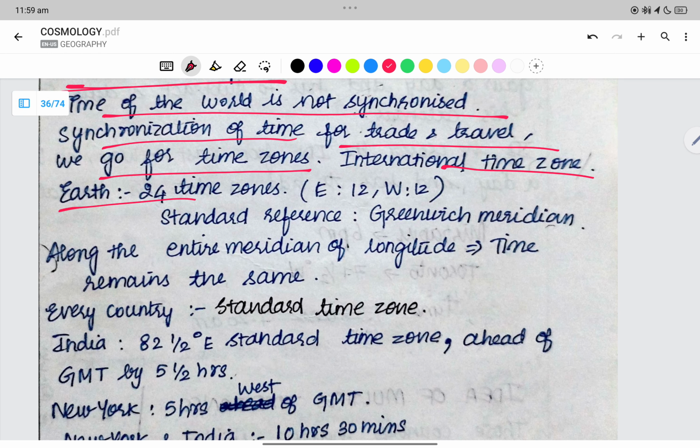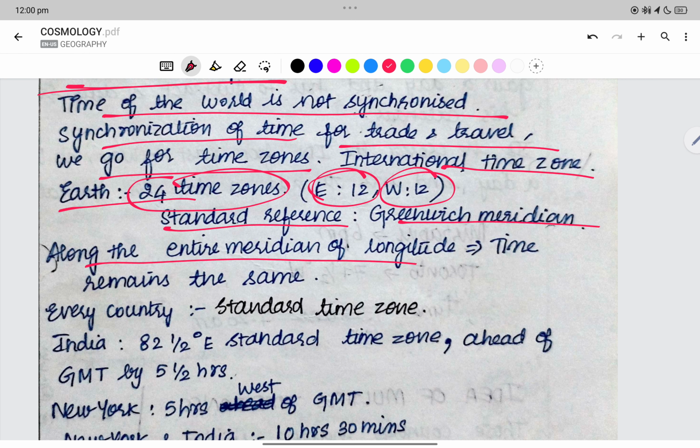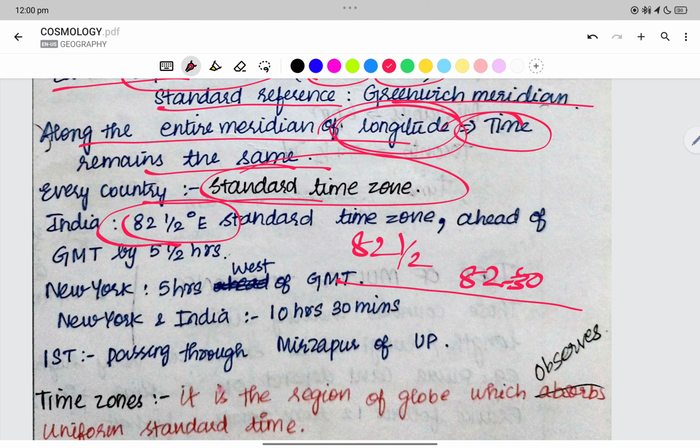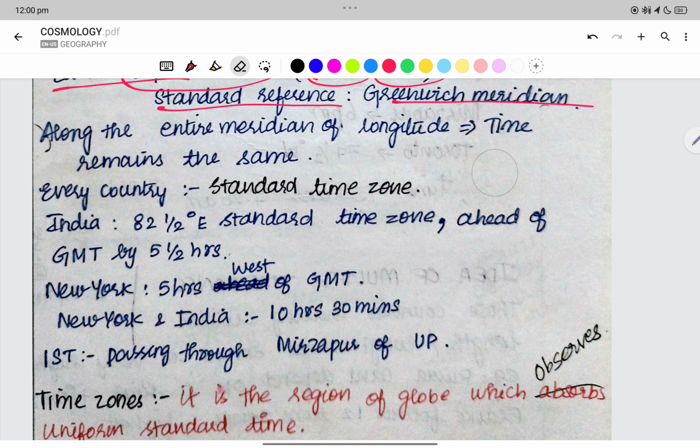International time zones: the Earth is 24 hours, 12 east and 12 west. The standard reference is Greenwich Mean Time, the Greenwich Meridian. Along each meridian of longitude, we have the time. Every country has its own standard time. India is 82 and a half, 82.30 degrees, is the standard time zone, ahead of GMT by 5.5 hours.